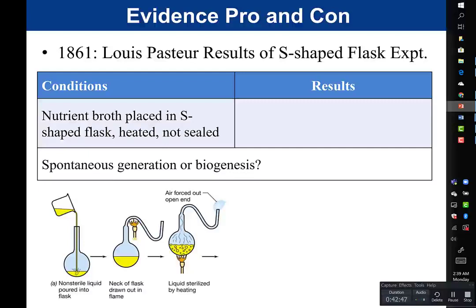And the answer is that if you boil that liquid, right? You're boiling that liquid, you're killing off any microbes that could be in the broth. Air can still get in.